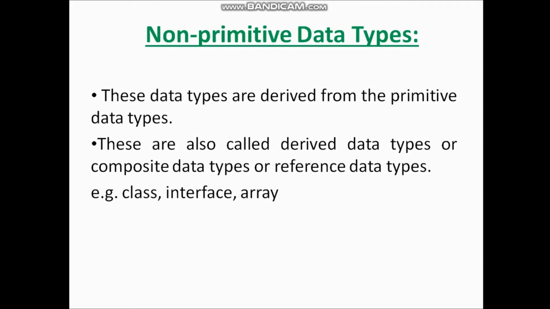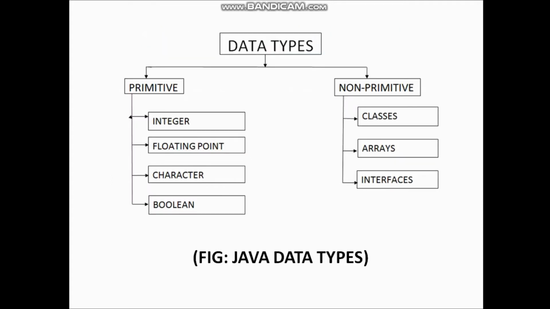Here you can see a figure on Java data types. In the figure you can see the primitive is divided into 4 types and non-primitive is of 3 types. In primitive it is integer, floating point, character and boolean data types. Now in non-primitive there are classes, arrays and interfaces. So we will discuss one by one.